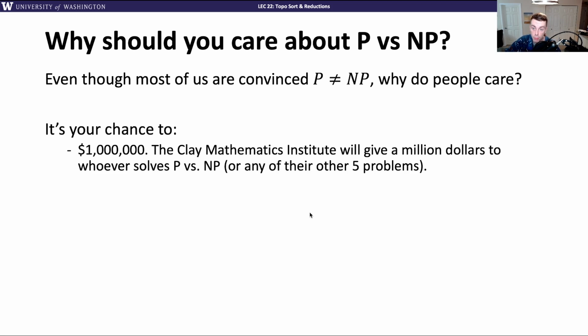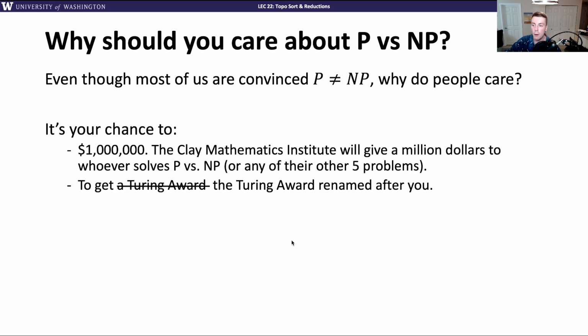They also have 5 other open problems that also have $1 million prizes, but they're less applicable to computer science. Now, if you're able to solve this problem, you wouldn't just get a Turing Award, which is the highest award possible in computer science, kind of like the Nobel Prize for computer science. The Turing Award would be renamed after you. This is the problem that no one has been able to solve. It is the crux of what we've been trying to think about computation.